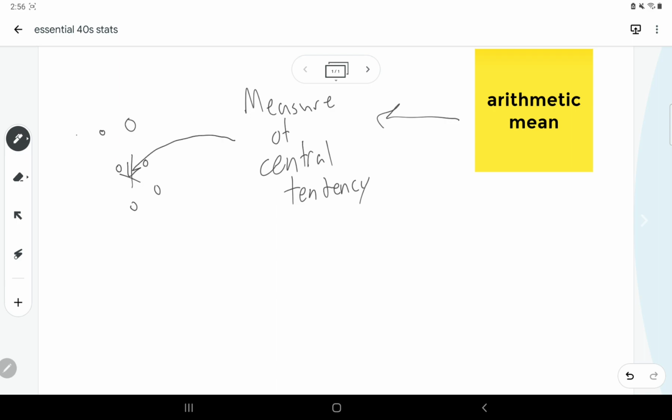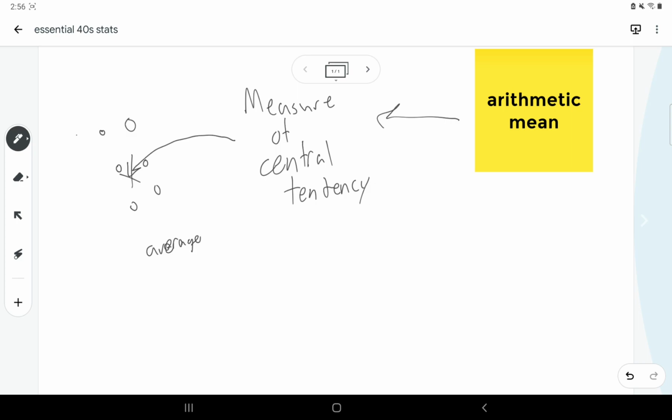Another word we associate with this is the average, or where might the average point be? The arithmetic mean helps us to do that. It's the most common form of measures of central tendency. It's the first one that we learn about, so it's where we start.